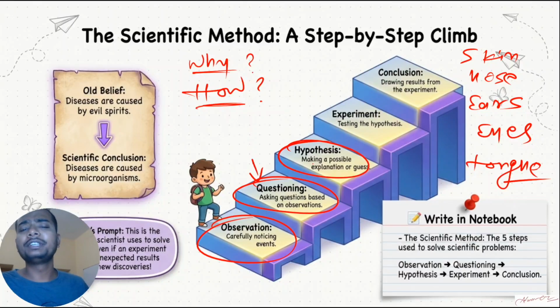In the next step, you try to create some probable answer, some answer that might be correct, that can be correct, that may not be correct.